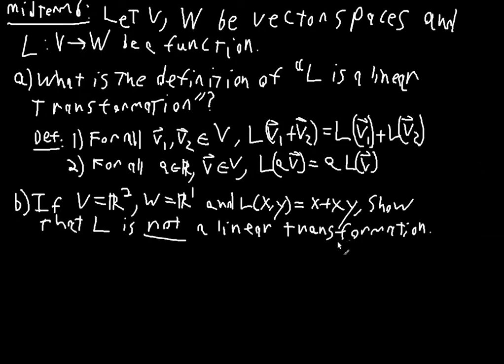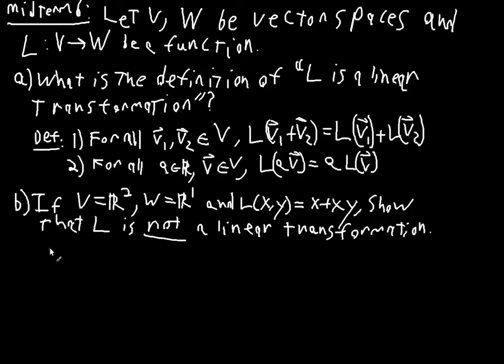The next question asks us to show that a particular function between a couple of particular vector spaces is in fact not a linear transformation. Now, to do this, all we have to do is come up with a specific example of A and V, or a specific example of V1 and V2, for which these equalities do not hold.